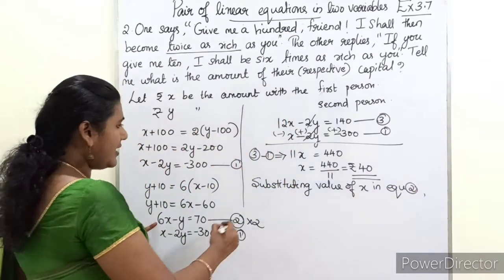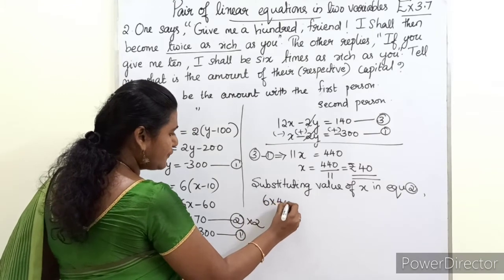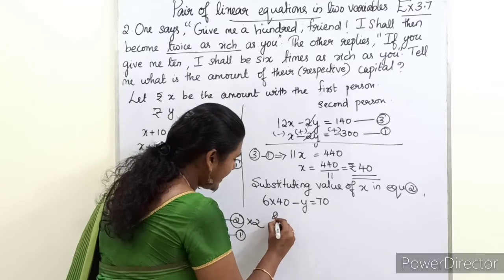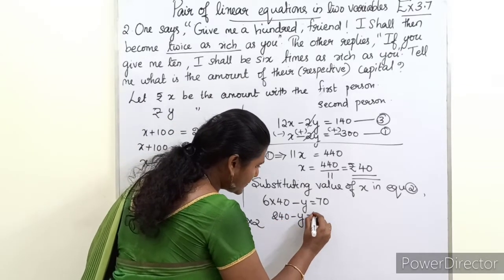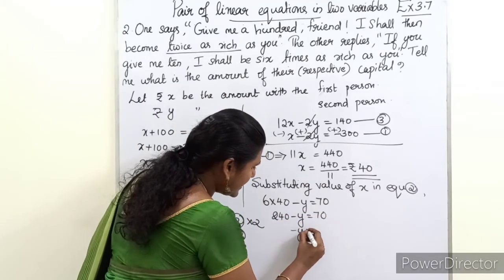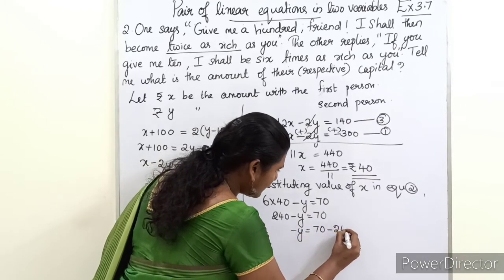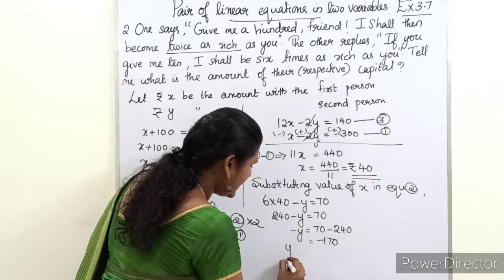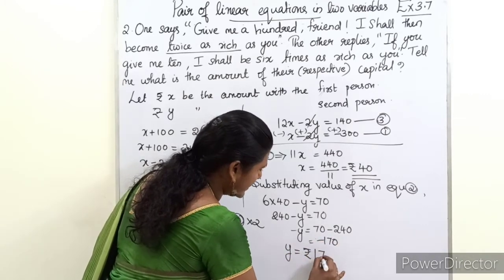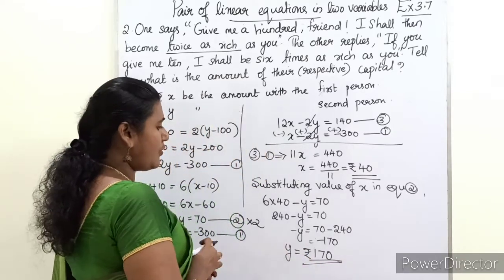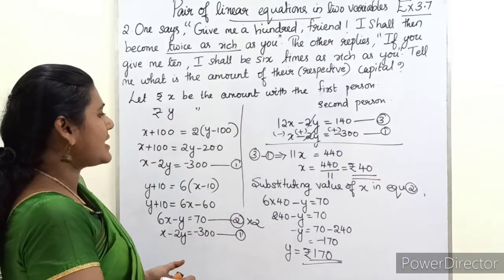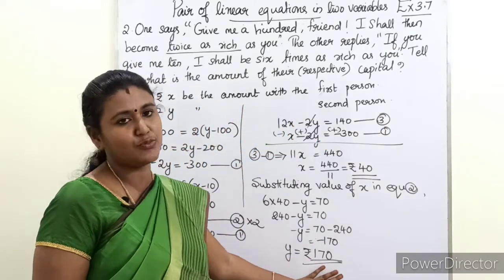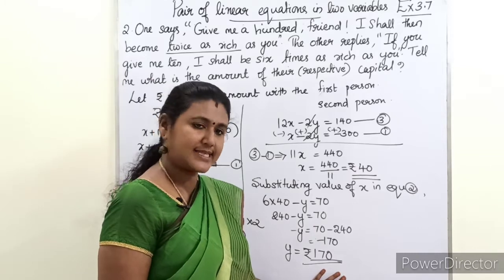Okay, so here 6x, that is 6 into 40 minus y is equal to 70. So here we will simplify: 240 minus y is equal to 70. So minus y is equal to 70 minus 240. So 70 minus 240 is minus 170. So y is equal to rupees 170. So we got the value of y as 170 rupees. That is the amount with the second person, rupees 170. Now we will see the next question.